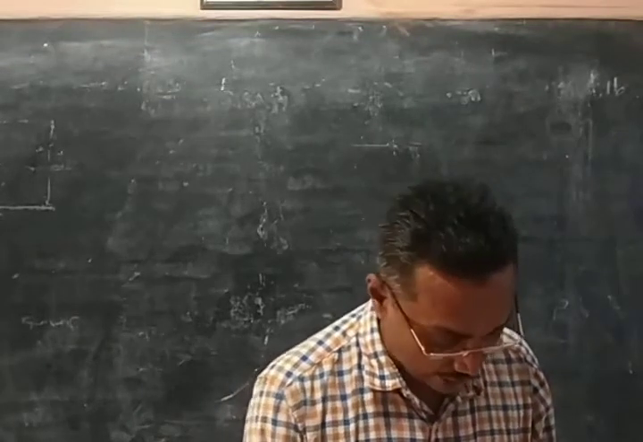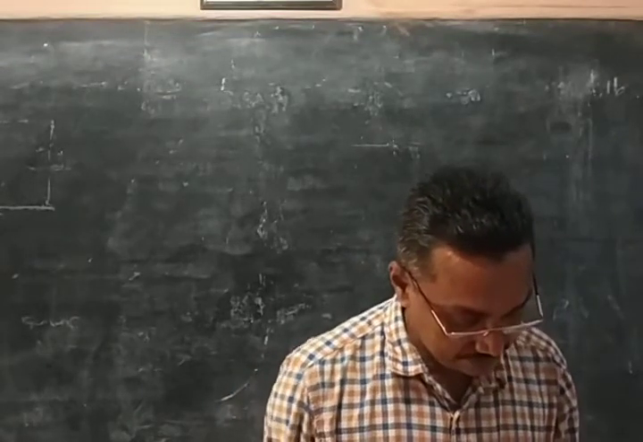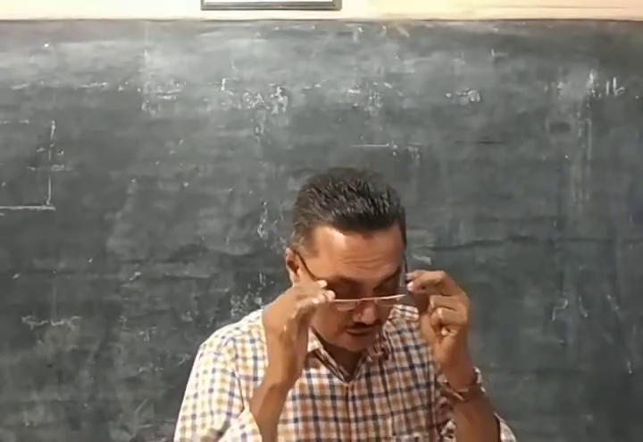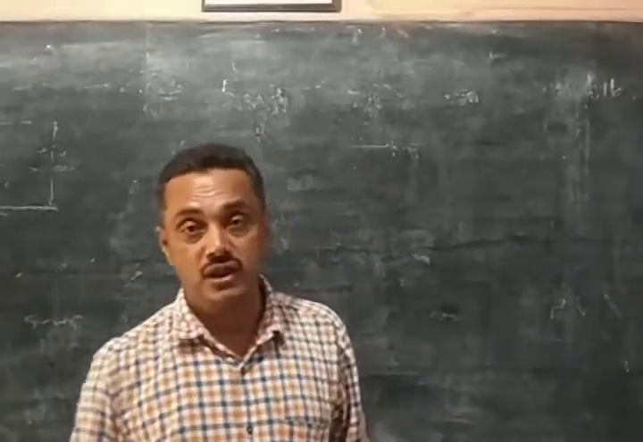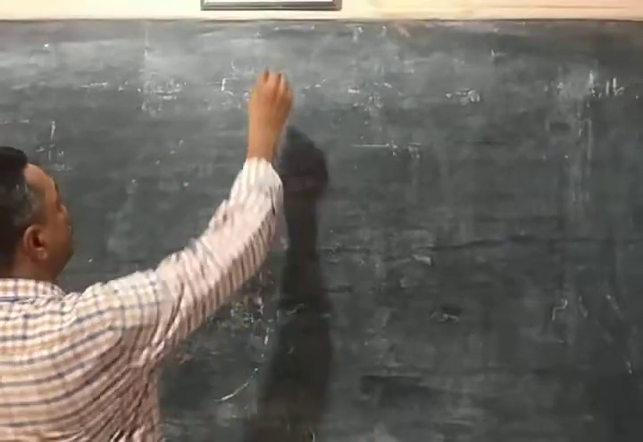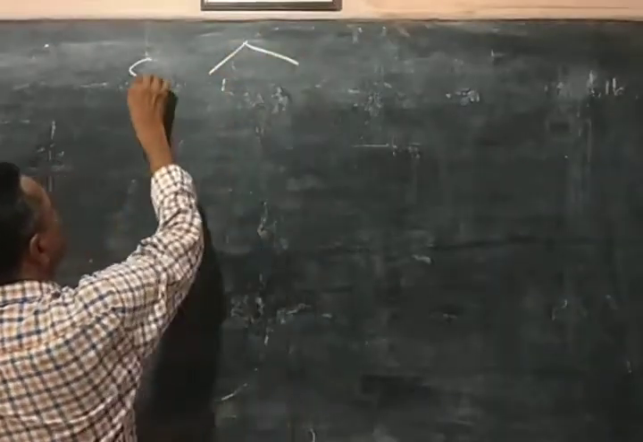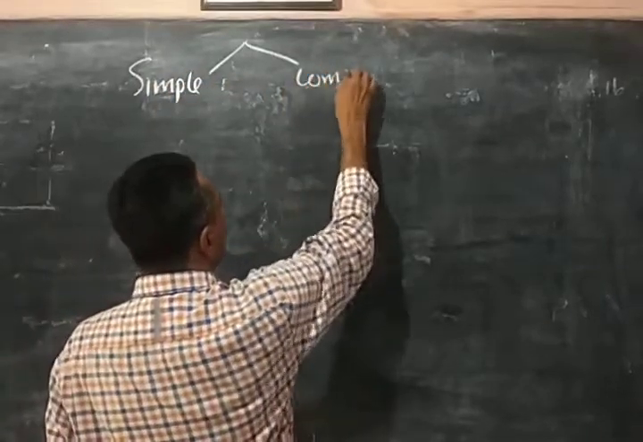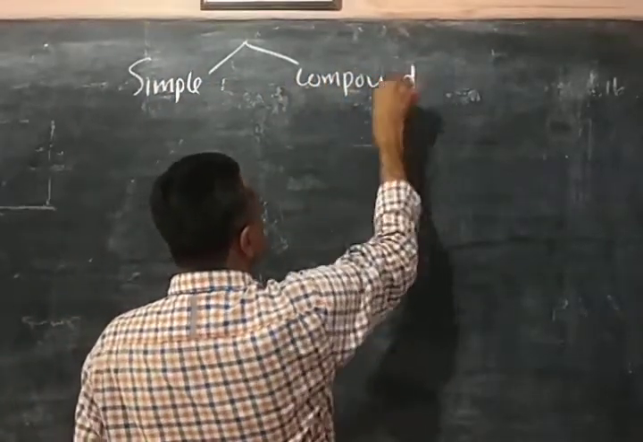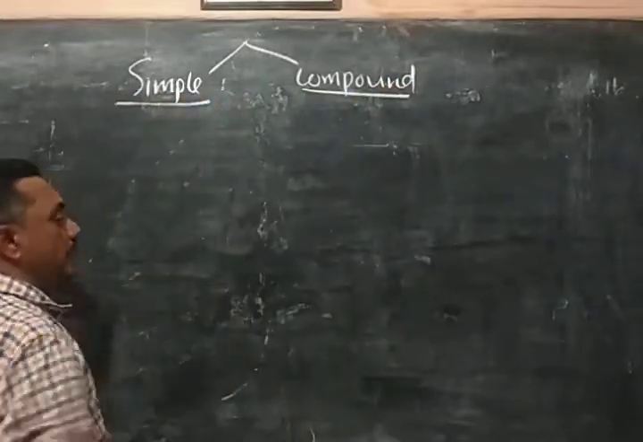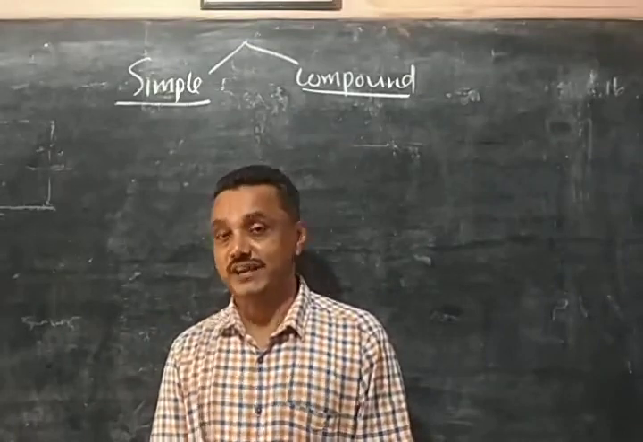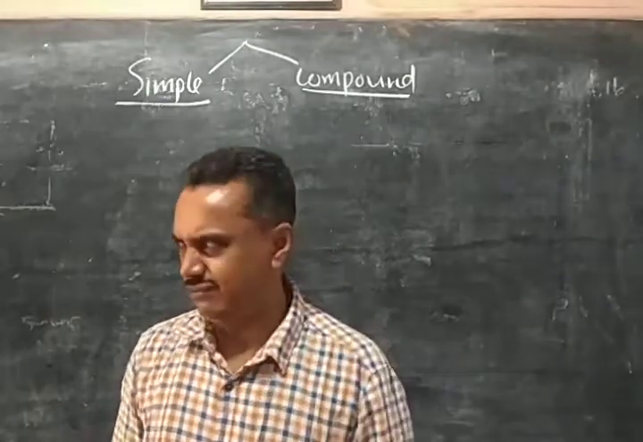Then comes the next part of the leaf, and there are two types of leaves based on the structure: simple leaf and compound leaf. Both are important for practical also. So, simple leaf and compound leaf. What is a simple leaf? Very simple.